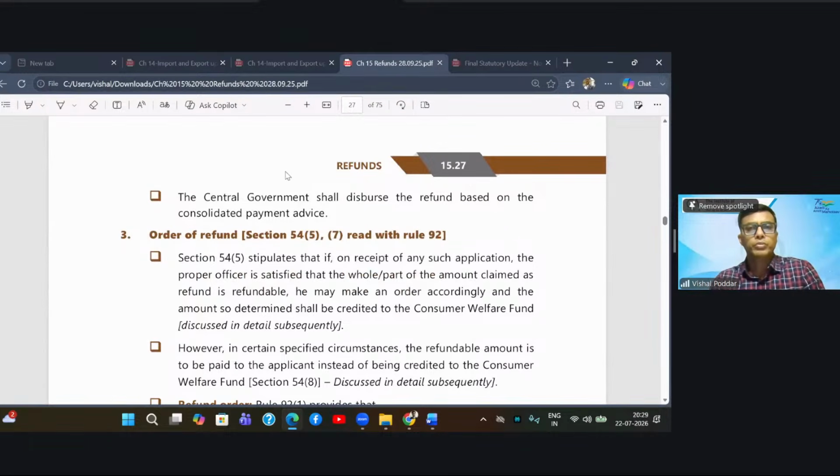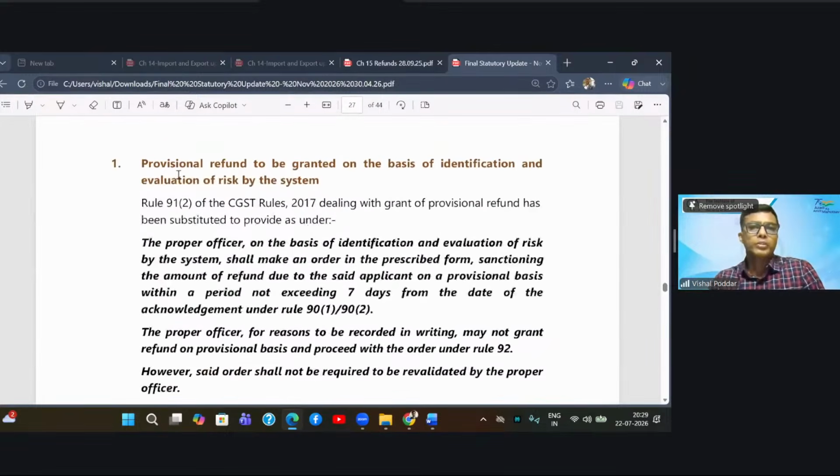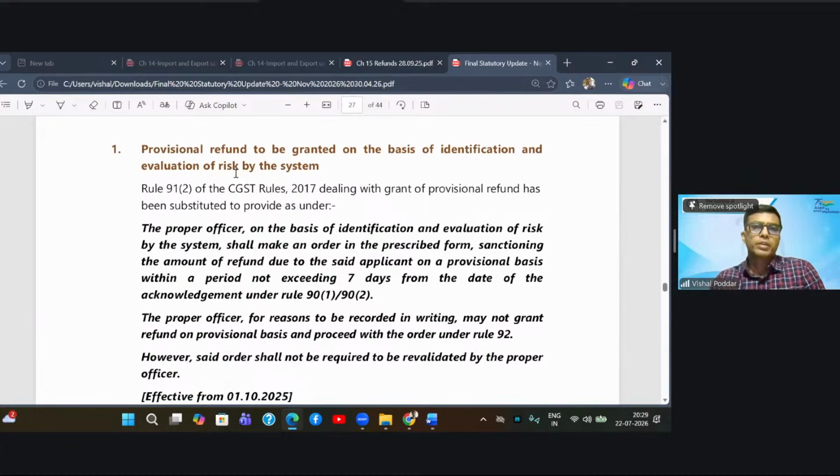Now, in this relation, students, there is an amendment. So let me take you to that amendment. We just studied about provisional refund, which is to be granted within 7 days. Now, in this, there is an amendment.